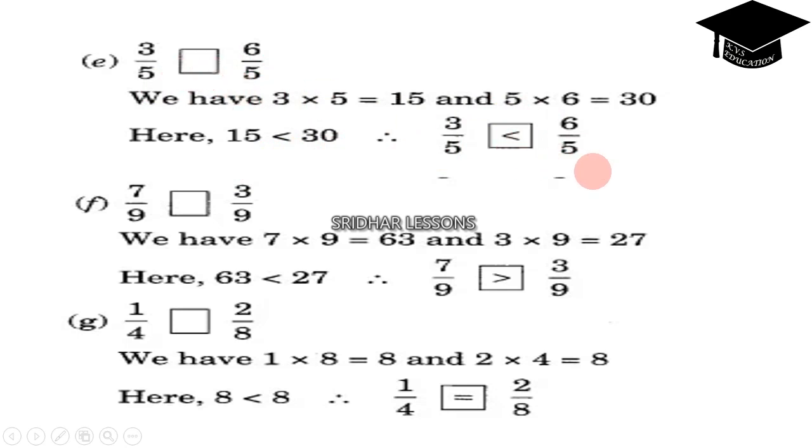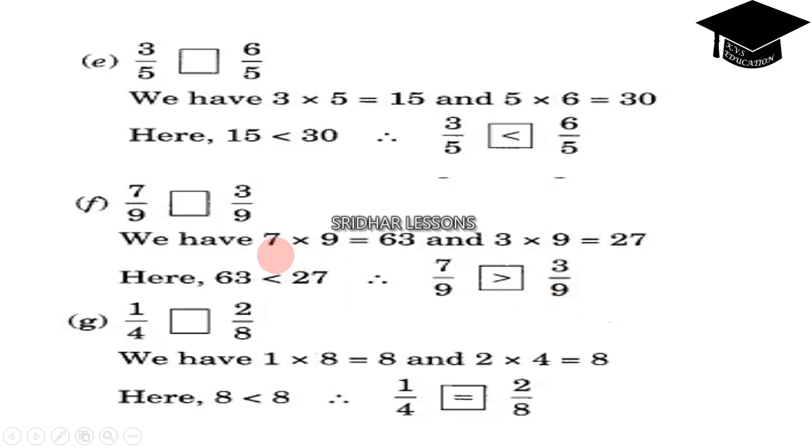As simple as such. 7 by 9 and 3 by 9. Okay. No need to cross multiply. We can do it in other way. What is the other way? These fractions are having common denominators. So 7 by 9 is greater than 3 by 9.